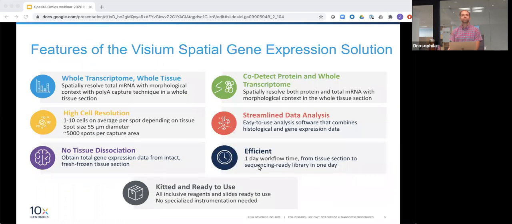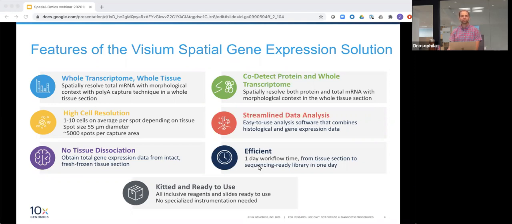So the main features, we offer whole transcriptome, whole tissue. This is spatially resolved total mRNA with all the morphological context using poly-A capture. We think this has relatively high cell resolution. This is 1 to 10 cells on average per spot, which of course depends a bit on the tissue you're looking at. Some tissues have higher cell density than others, but each one of these spots is about 55 microns in diameter, and it can contain about 1 to 10 cells in that spot.